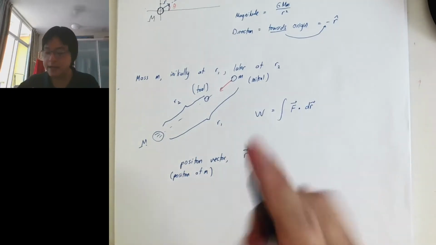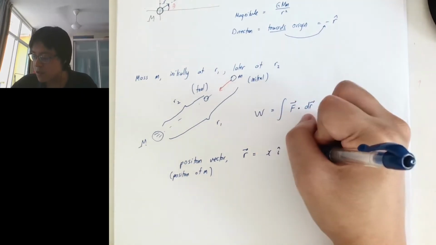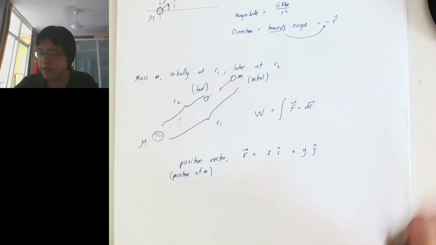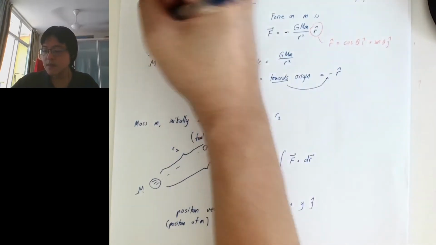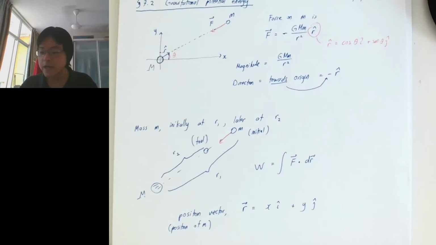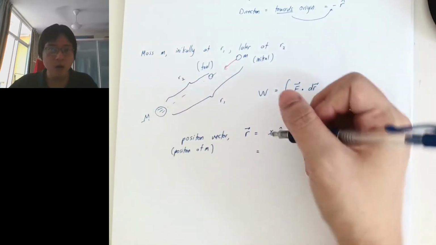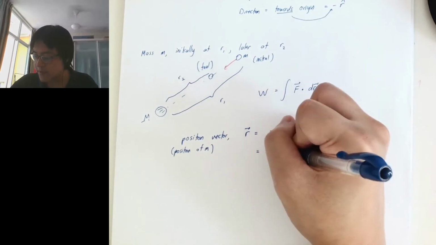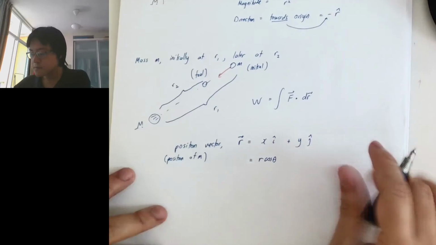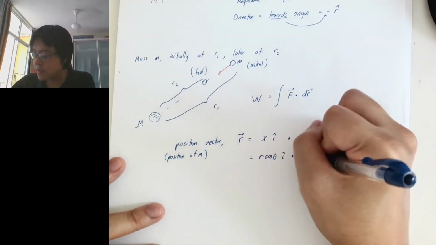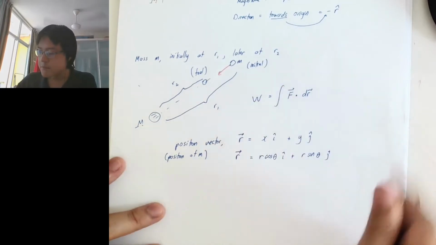But we're going to do that later. First, the position of m will have some x coordinate and some y coordinate, right? This is my xy axis. For this case, I want to use polar coordinates. Therefore, instead of x, the component is r cos theta i, and then r sine theta j. So this is my position vector.